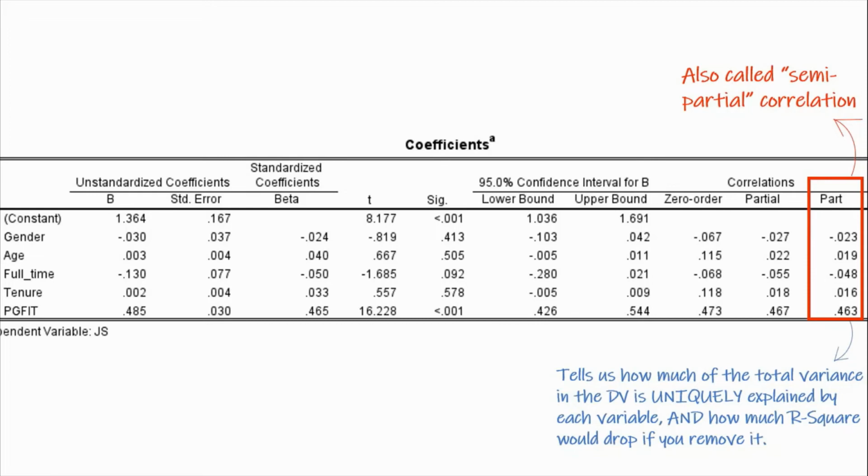So for example, age has a part correlation of 0.019. If you square this, then we get 0.0003, which means age uniquely explains 0.03% of the variance in job satisfaction score. Now, remember earlier that we asked for collinearity diagnostics on our variables as part of the regression procedure. Let's look at the diagnostics column.